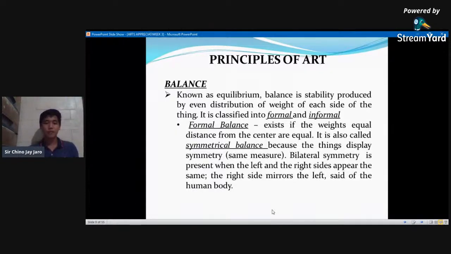So, bilateral symmetry or symmetry is present when the left and the right sides appear the same. The right side mirrors the left side of the body or human body. Oh, yan. Nagkakaroon tayo ng formal balance.